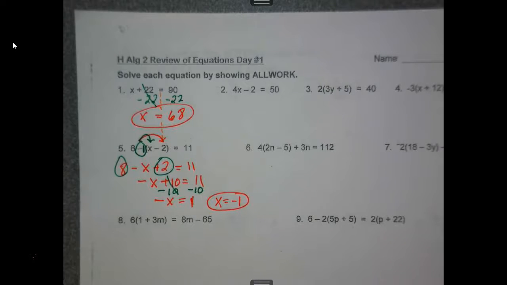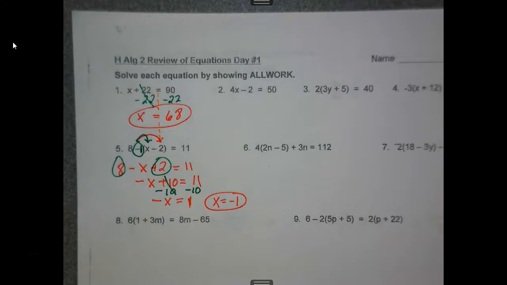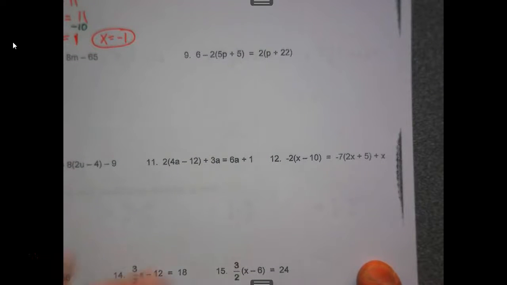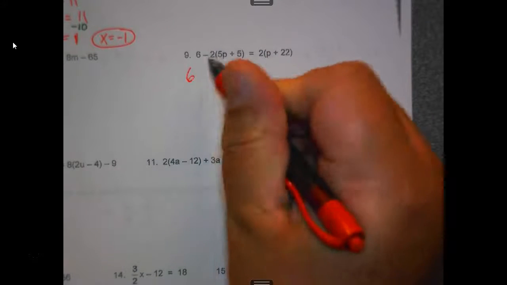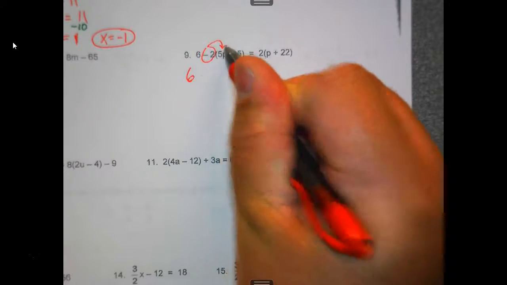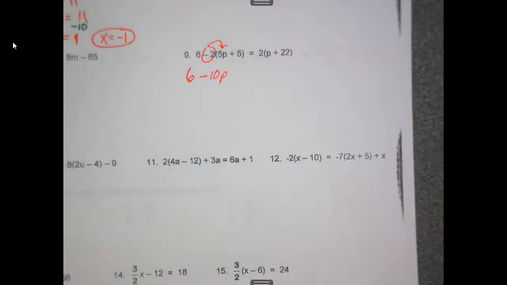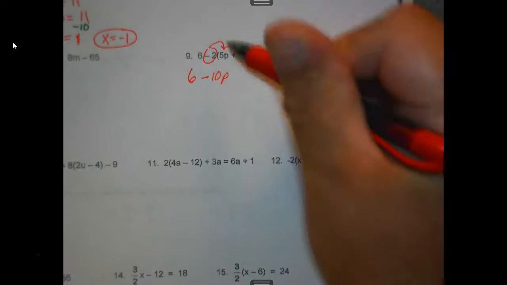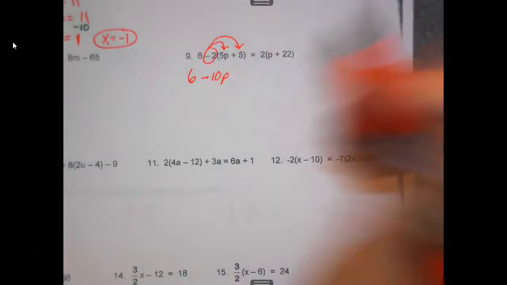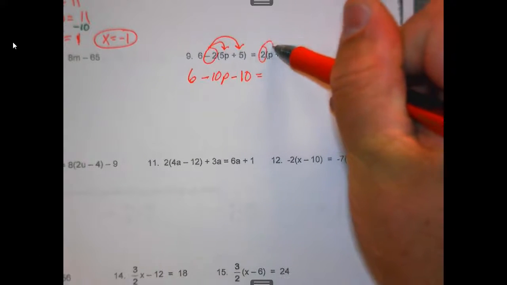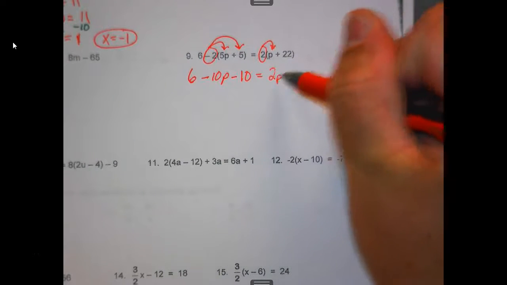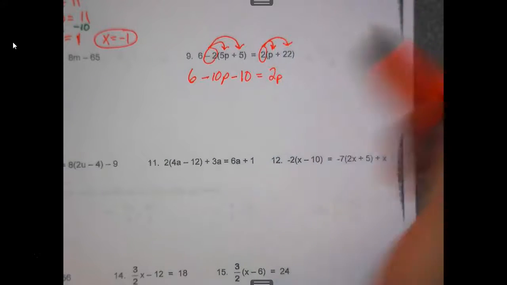How about a double distributive property? Number 9. Okay, nothing happening with the 6. Bring it down. -2 times 5p, -10p. -2 times +5, -10. 2 times p, 2p, and 2 times 22.